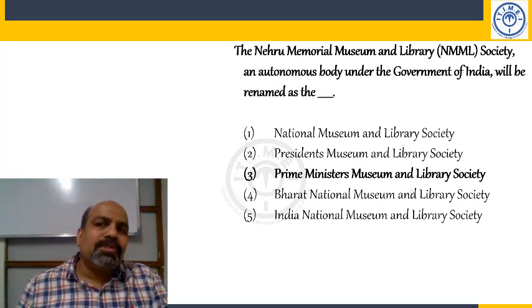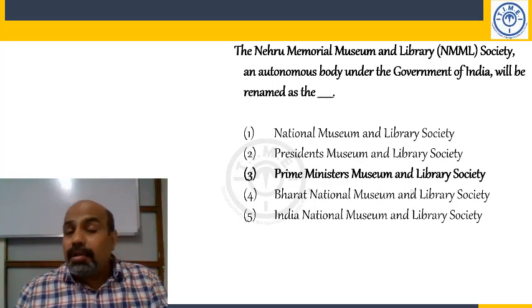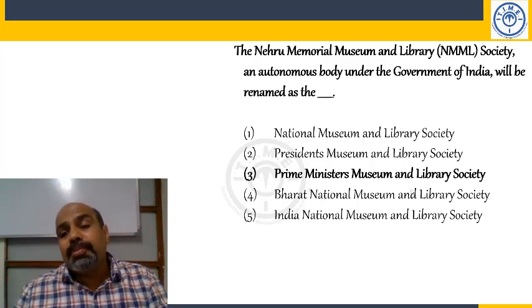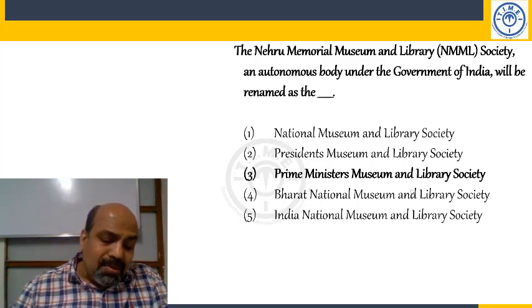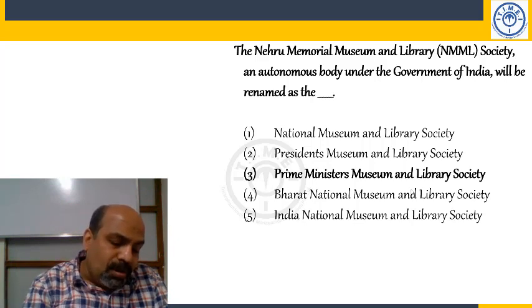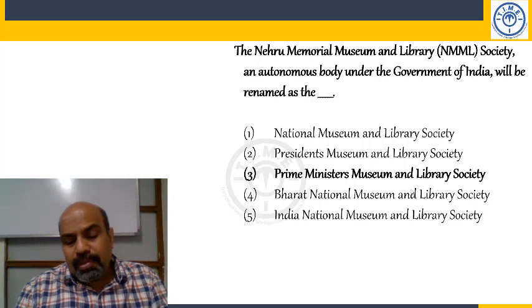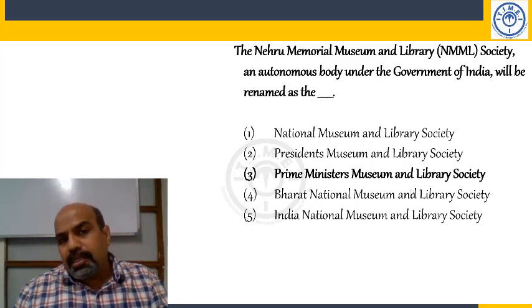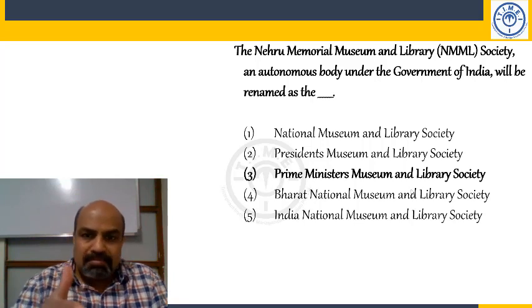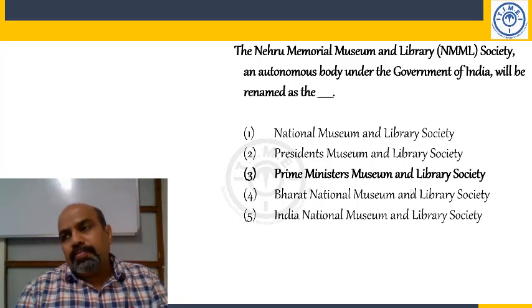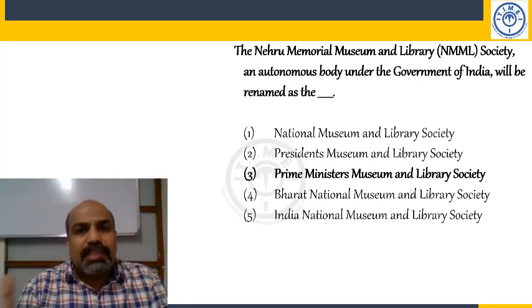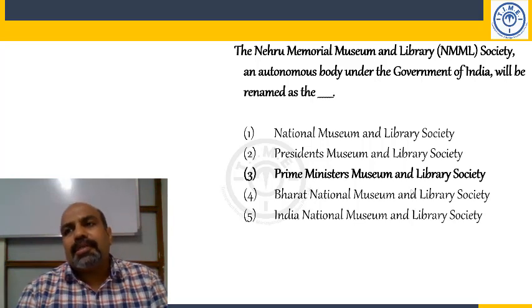The Nehru Memorial Museum and Library Society, an autonomous body under the Government of India, will be renamed the Prime Minister's Museum and Library Society. This was called the Nehru Memorial Museum. Now the Congress has blasted the government for renaming what's named after Nehru. But do you know who established it? It was established by Lal Bahadur Shastri in 1964.